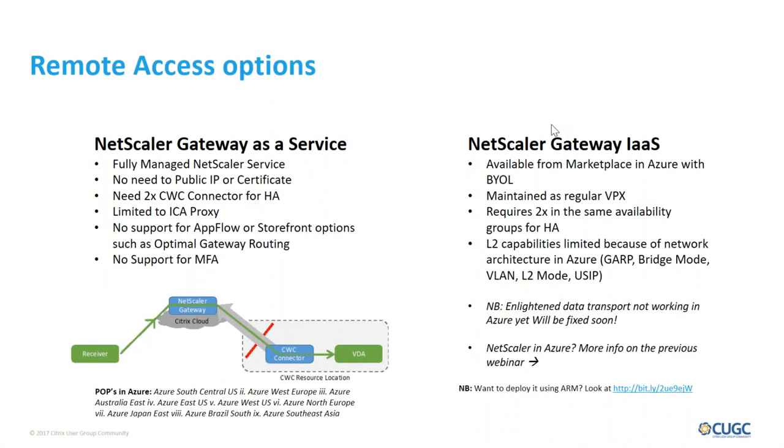The layer 2 capabilities of the Netscaler are limited, and this is because of the network architecture in Azure. It's not so much down to the Netscaler itself. It's in the same way that provisioning services isn't supported. There are certain functionality parts of the Netscaler that you won't be able to run in Azure, so it's worth checking whether everything you require is available in the cloud before deploying your Netscaler out there.